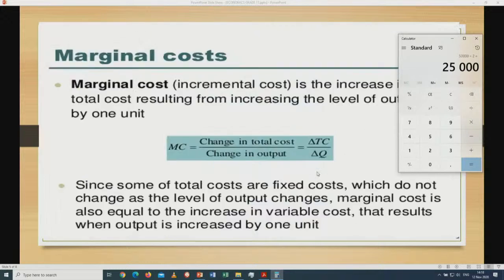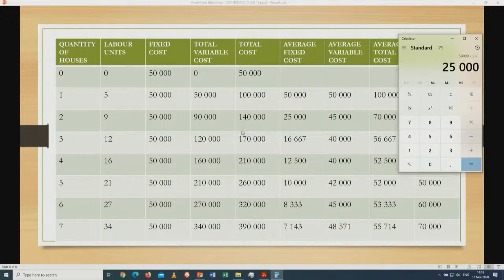So let's go back. Right, here we are again. We look at our average variable cost. Then there is our total variable cost. That is the 90,000. I hope you can see this.